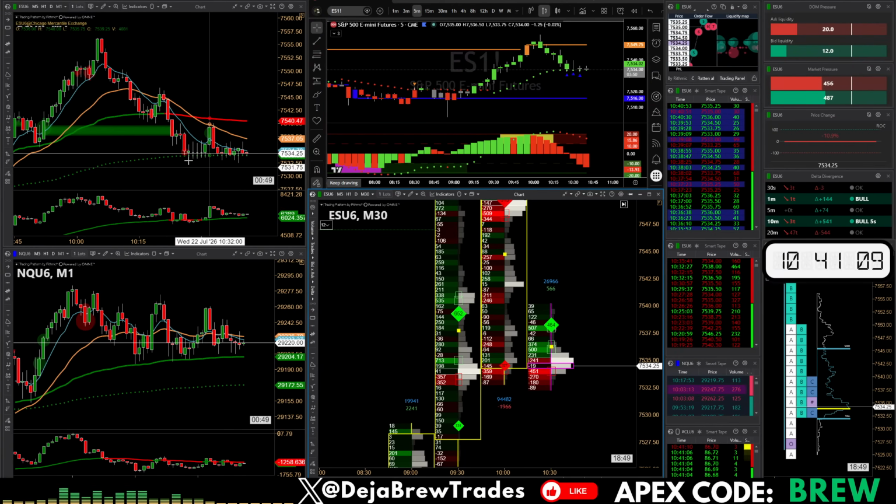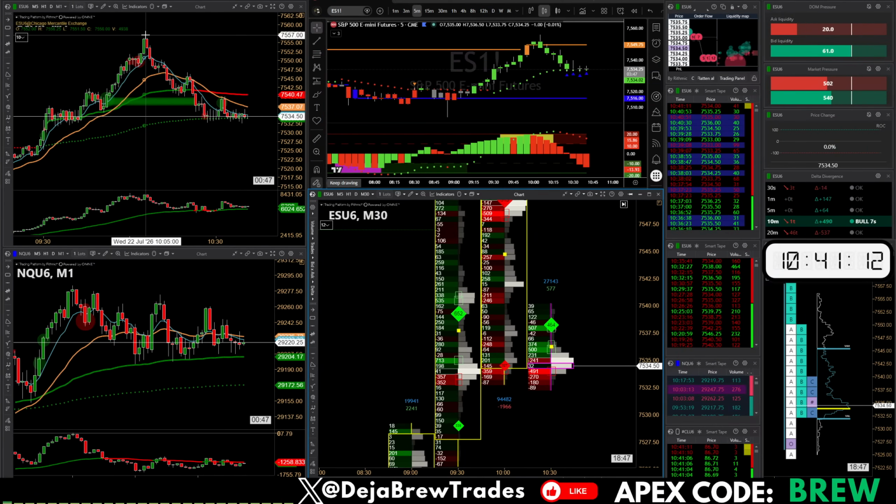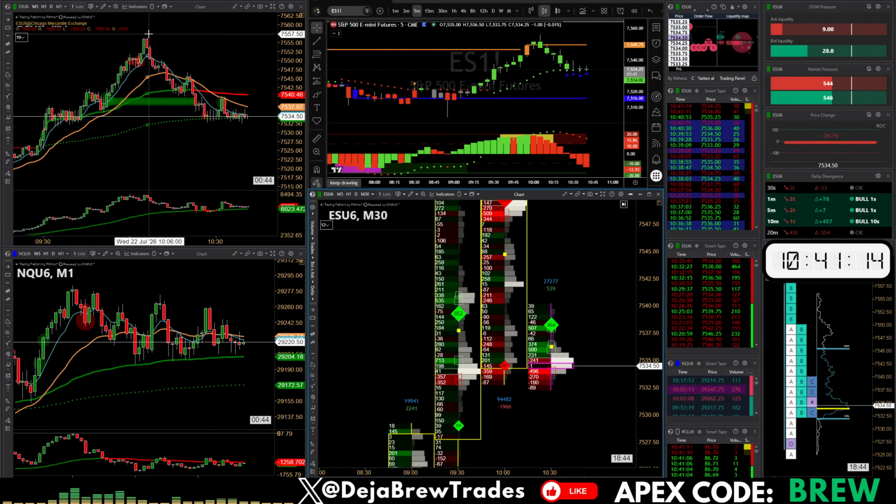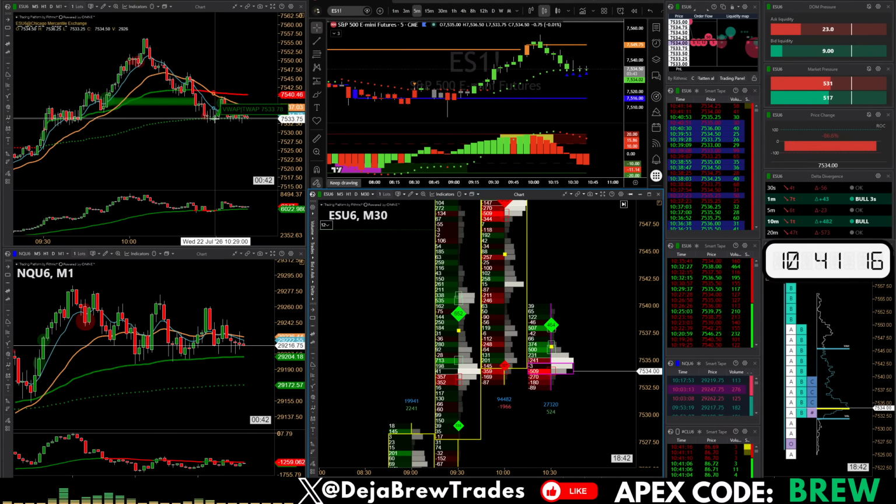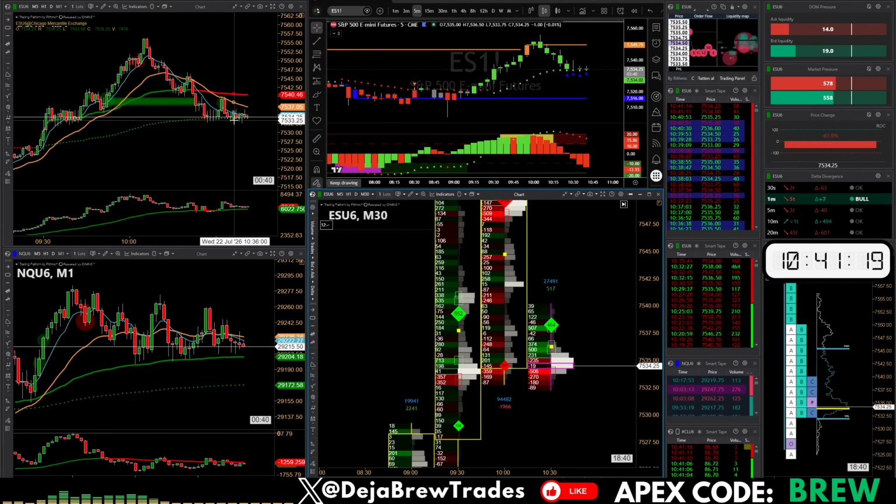You can see what I mean about a bad variation of this VWAP retest. Because this was such a strong sell-off back into VWAP, it is really struggling to find the buyers off VWAP.